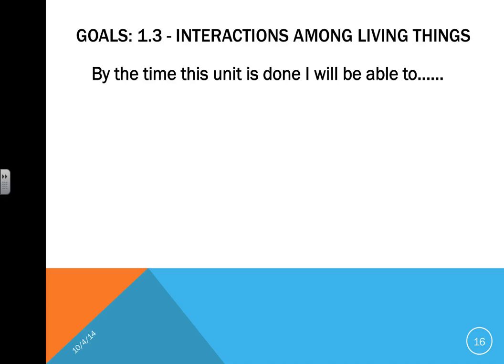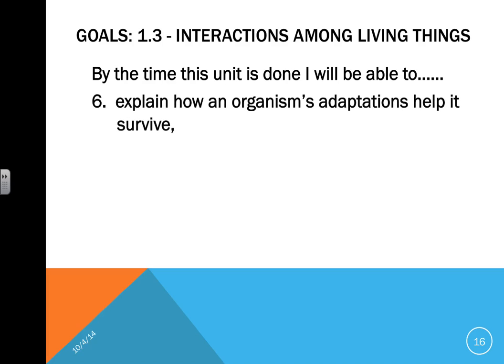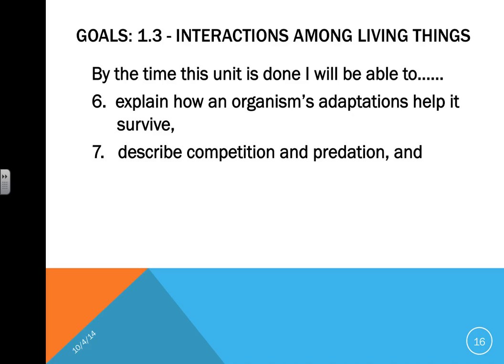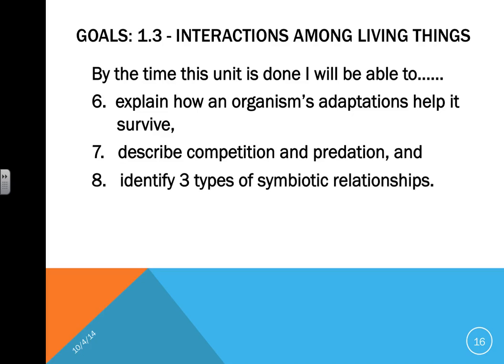By the time this unit is done, I will be able to, number 6, explain how an organism's adaptations help it survive. 7, describe competition and predation. And number 8, identify 3 types of symbiotic relationships. Remember, feel free to pause the video at any time if you are a slower writer and need to get yourself caught up.